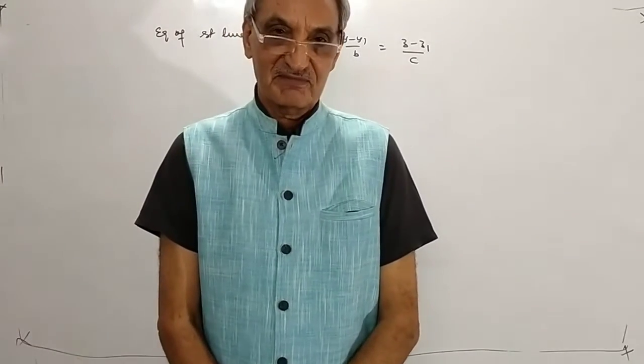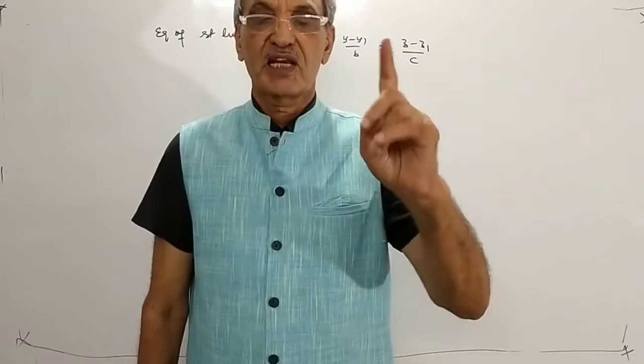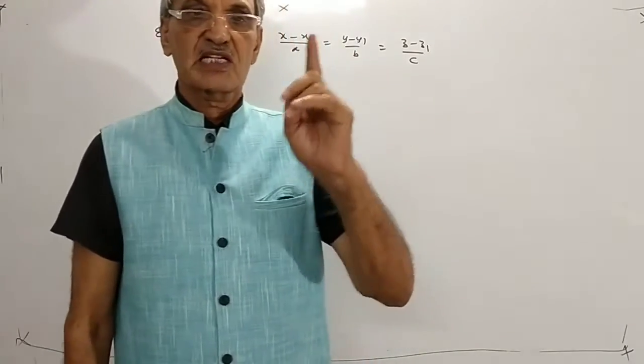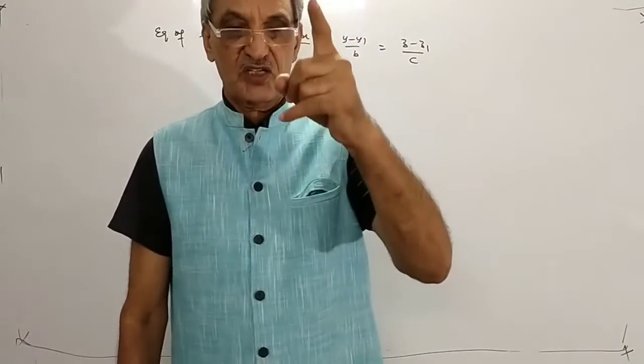What are ABC? ABCs are the direction ratio of the line. This is the direction ratio. It tells direction. You identify one line passing through a point and direction given to it.